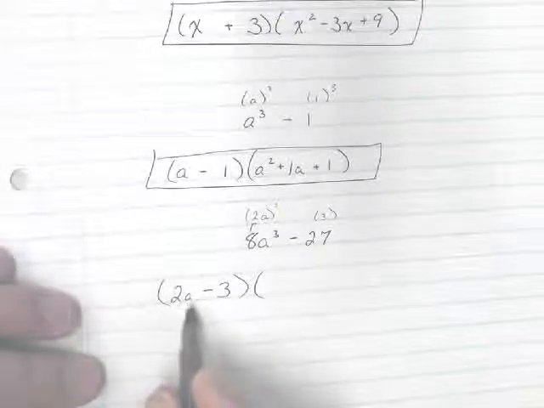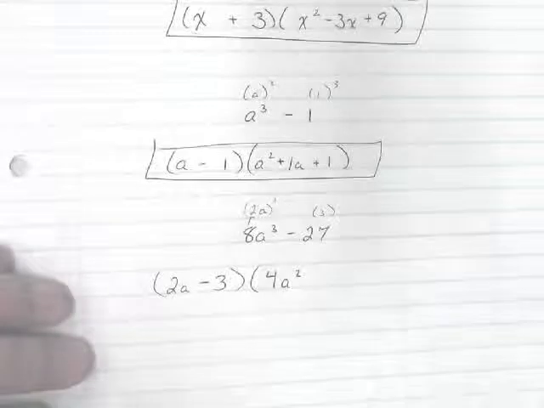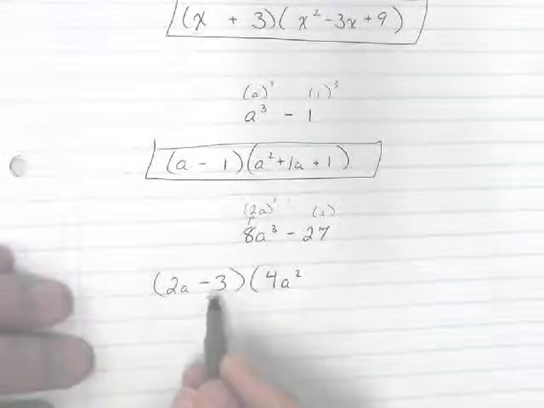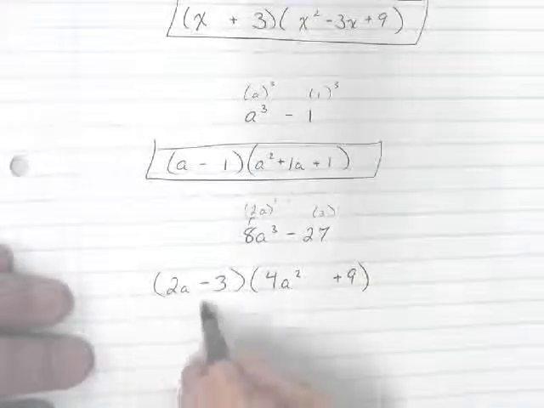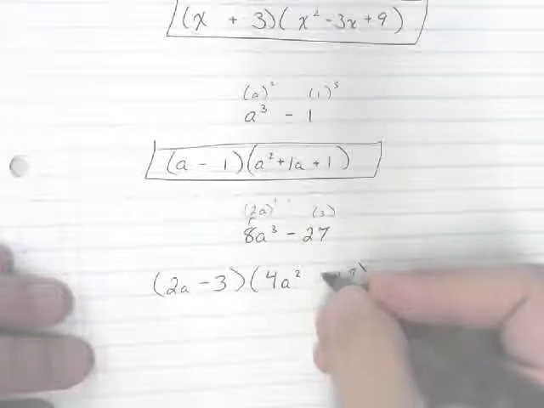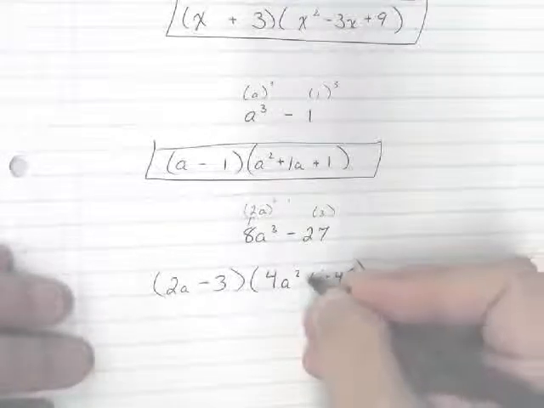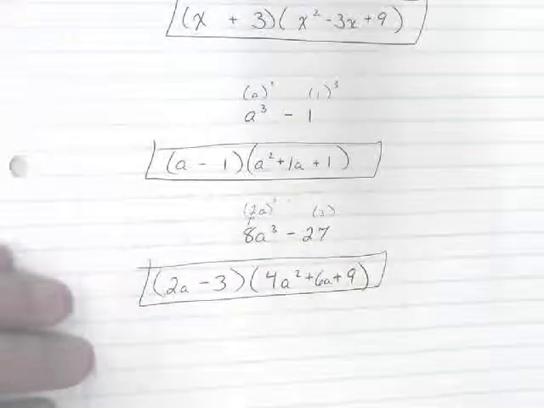Square it. Square them both. So it's 4a squared. Square it. Square that 3, plus 9. Multiply them together. It's 6a. But write the opposite sign. That's plus. So that would be how I would factor two cubes.